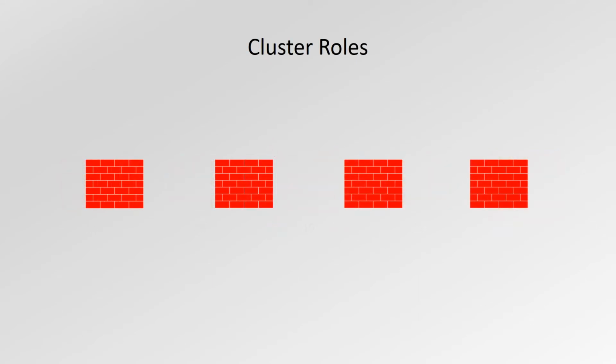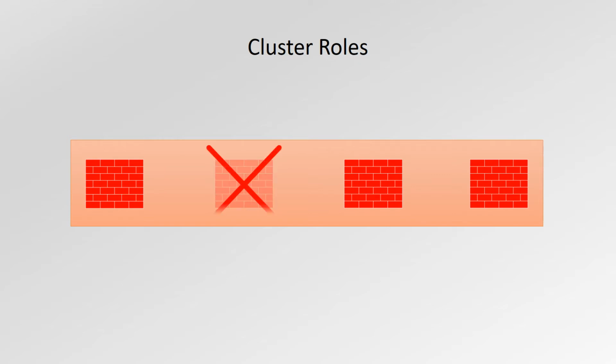Remember that we like to think of the cluster as an entire unit. But what happens if a member in that unit fails? Well, quite simply, it is removed from the cluster. But an entire member failure isn't the only threat to the cluster.